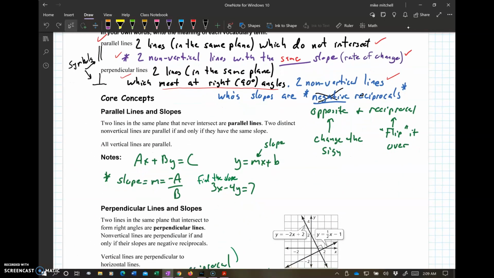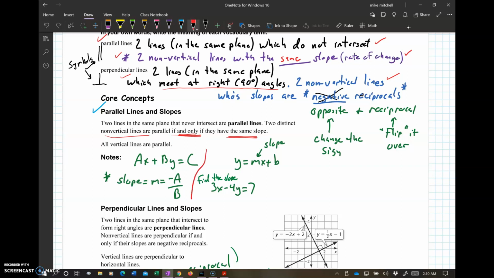So, some parallel lines and slopes. Two lines in the same plane that never intersect are parallel lines. We don't talk much about the same plane. We kind of assume that for most of the work we do, but that's the underlying thing. They don't intersect. Vertical lines are parallel too, by the way, but they don't have slope. Non-vertical lines are parallel if and only if they have the same slope. That means if they have the same slope, they're also parallel. Remember, if and only if, biconditional, works both ways.